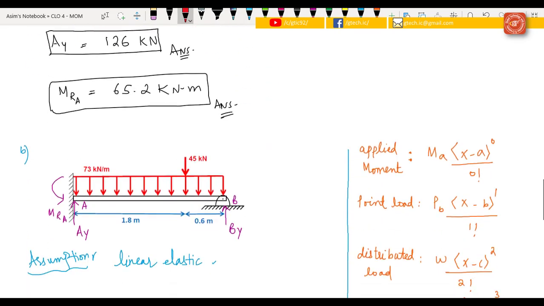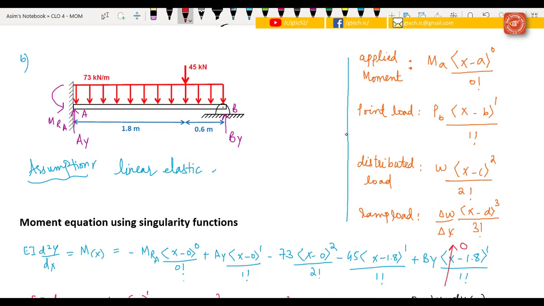ओके, अब हम पार्ट बी की तरफ चलते हैं, और पार्ट बी के अंदर हम सेम प्रॉब्लम को यूजिंग द सिंगुलैरिटी फंक्शन जो है वो सॉल्व करेंगे, और we are making the assumption again the linear elastic, and these are the generalized form of the singularity function. So simply write the moment equation using the singularity function.